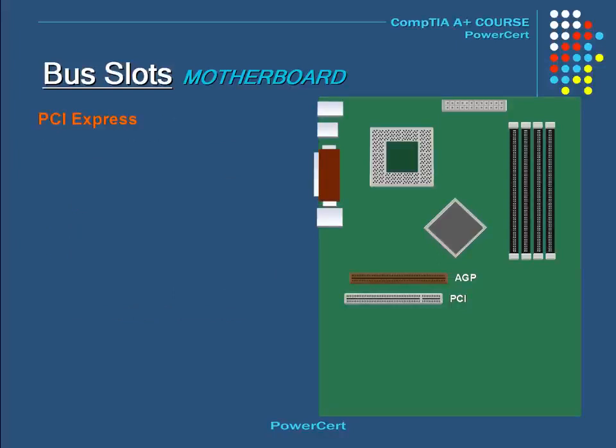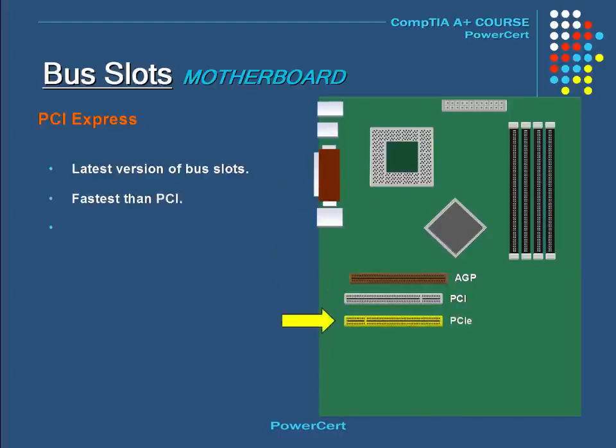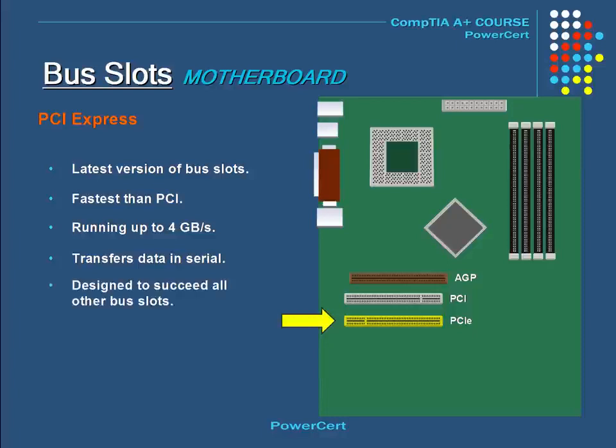PCI Express is the latest version of bus slots. It's faster than its predecessor with speeds up to 4 gigabytes per second. And unlike standard PCI, which transfers data in parallel, PCI Express transfers data in serial. Transferring data in serial is much faster than parallel because serial data is transferred in packets. PCI Express was designed to succeed all other PCI bus slots and AGP. And it is not backward compatible with standard PCI because the architecture is very different.